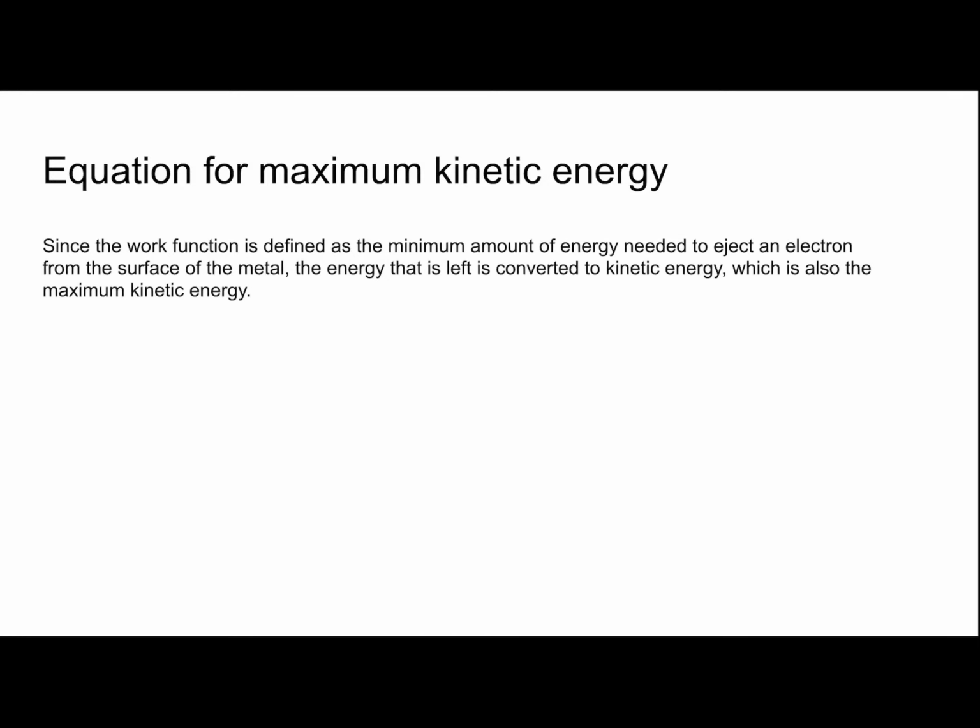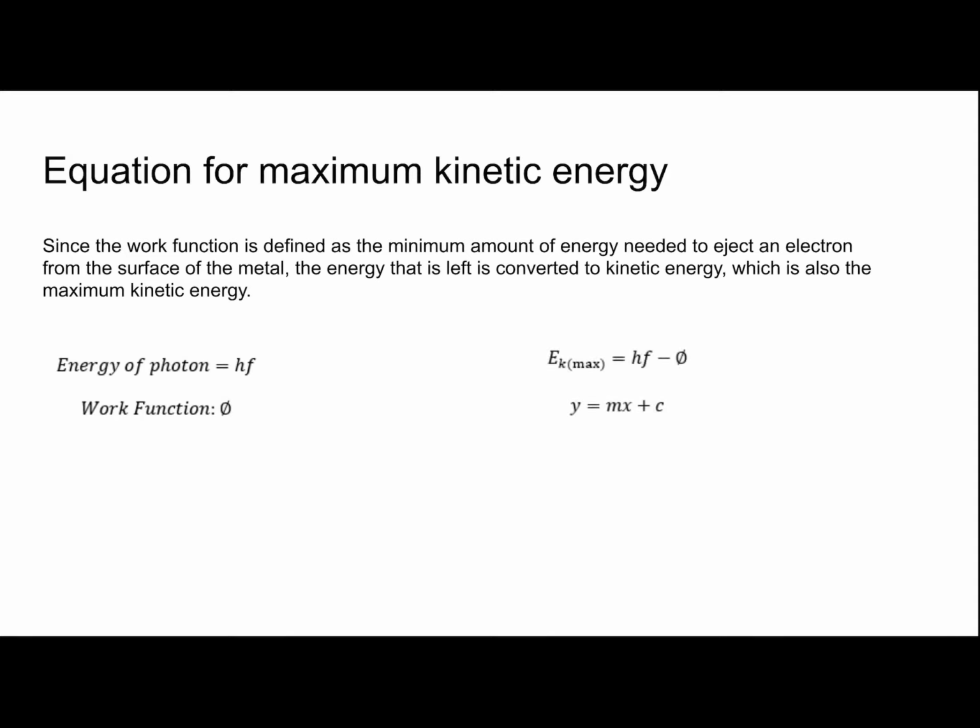Alright, so the equation for maximum kinetic energy. Since the work function is defined as the minimum amount of energy needed to eject the electron from the surface of the metal, the energy that is left is converted into kinetic energy, which is also the maximum kinetic energy. So we know the energy of a photon equals Planck's constant times the frequency of the light, and the work function is represented by the Greek letter phi.